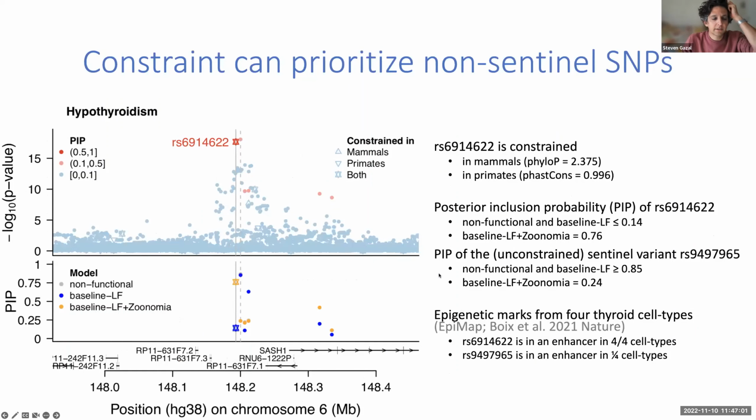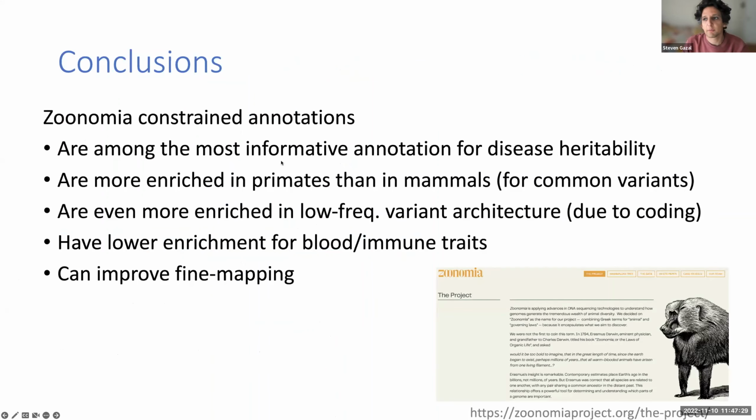Here is a last example, where just with the Zoonomia score, we're able to flip the probability of being causal between two SNPs, compared with the default approach. Fine-mapping highlighted the sentinel SNP, so the SNP with the lowest p-value. But by adding the Zoonomia score, we highlighted the other one, the one that has the next lowest p-value, higher, sorry. Okay, so I'm going to stop here.